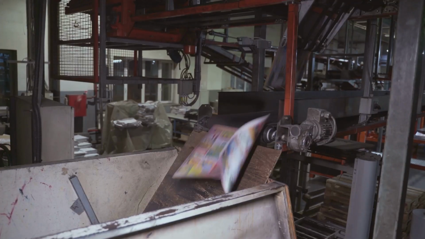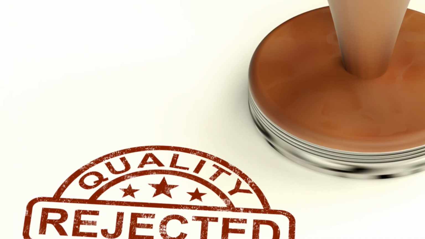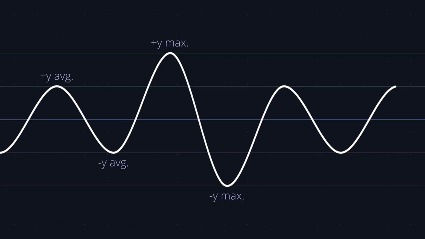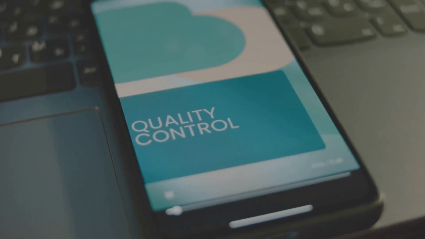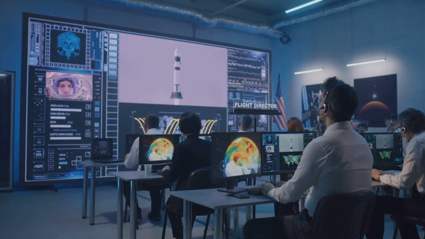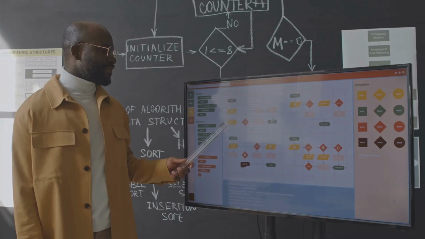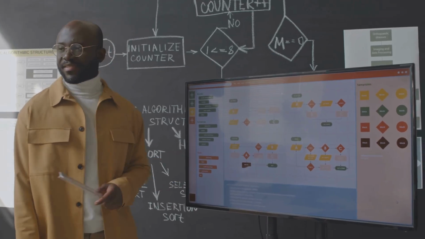For attribute data, are you counting defective items or individual defects? If defective items, use NP-chart for constant sample size, P-chart if it varies. If counting defects, use C-chart if the area is constant, U-chart if it changes. This decision tree ensures you always pick the right chart.